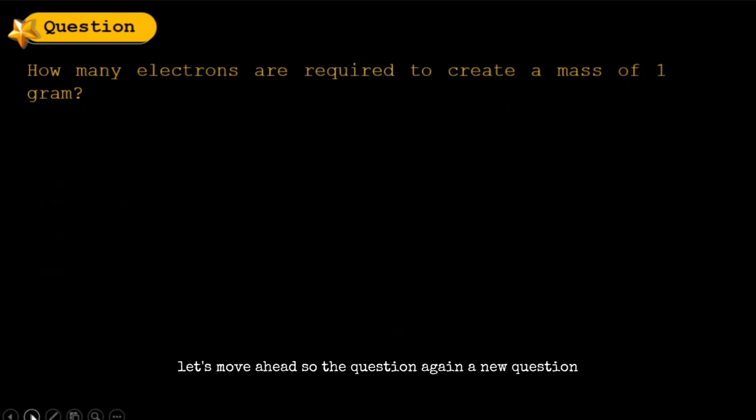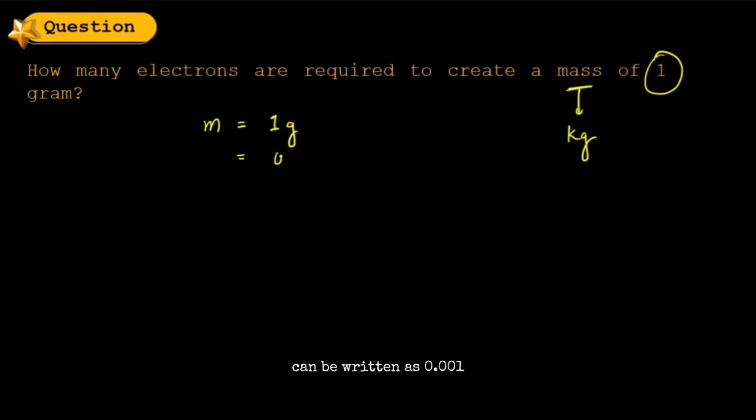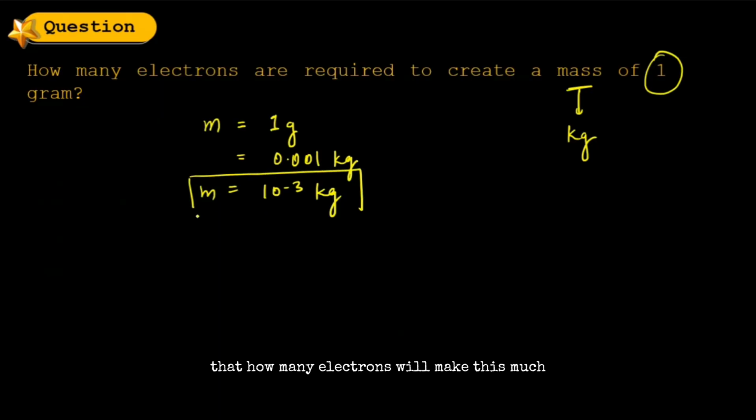Let's move ahead. So the question, again, a new question. How many electrons are required to create a mass of 1 gram? So here we have given the mass as 1 gram. Whenever we are solving any question here in physics, we have to solve in SI units, and the mass has SI units as kg. So 1 gram can be written as 0.001 kg, or I can say it is going to be 10 to the power minus 3 kg. So we have to answer how many electrons will make this much of mass.